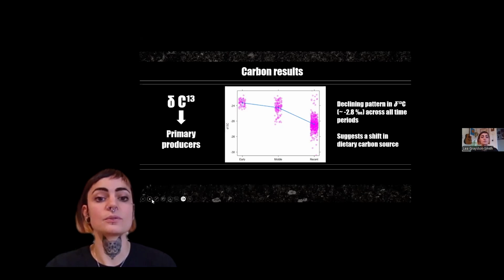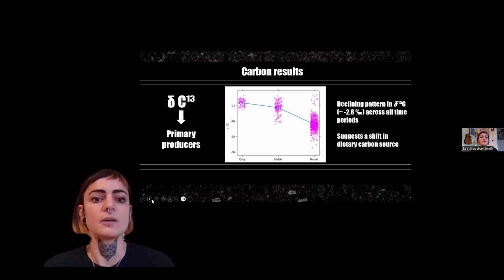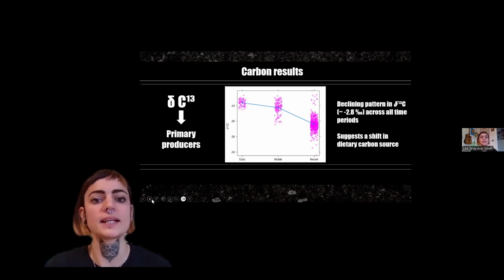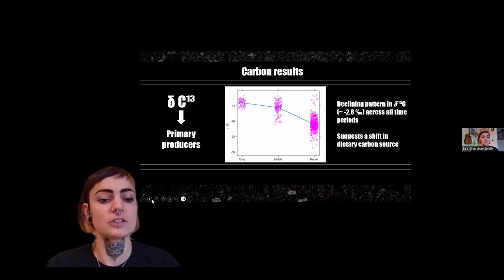So for our carbon results, we grouped our museum specimens into an early group, which were pre-1940 specimens, a middle group, which were 1960 to 1993, and then we had our modern day recent group, which were our roadkill specimens from 2014 to 2019. And what we've observed here is a really robust declining pattern in carbon over time. So as time has gotten closer to recent days, you can see that the carbon values are getting more and more negative. So this suggests a really marked change in dietary carbon source.